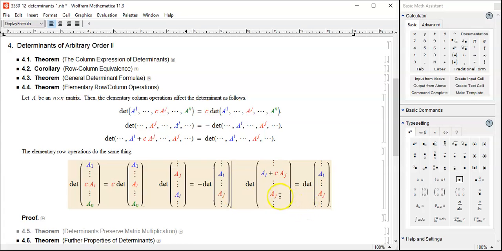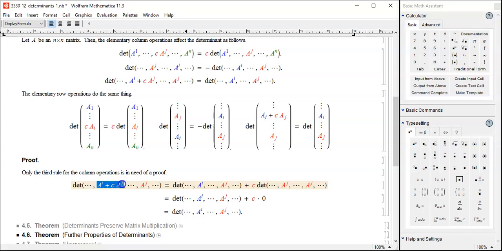How about the third? Multiply a certain number to a certain row and add it to another, or likewise, multiply a certain number to the entire column and add it to another column. According to my claim, the determinant should stay the same, and let's check.